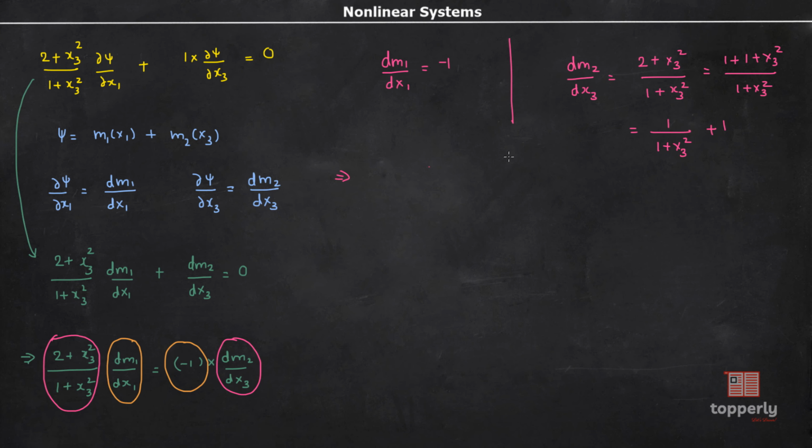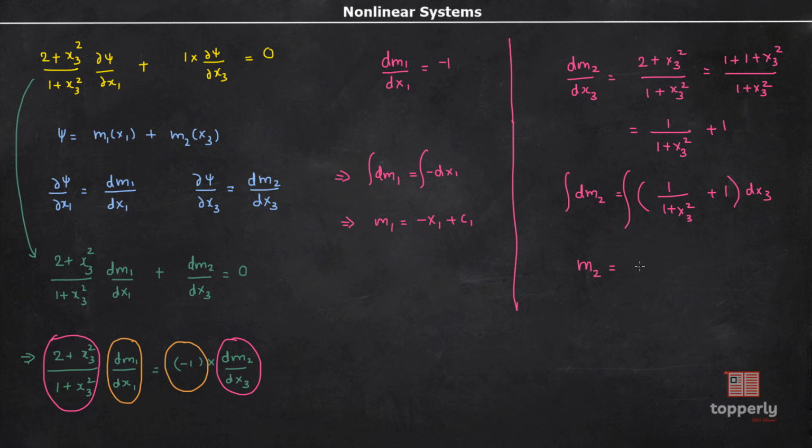Therefore, this equation can be written as dm1 is equal to minus dx1. Integrating on both sides, we have m1 equal to minus x1 plus c1. Similarly, on this side, we have dm2 equal to [1 by (1 plus x3 square) plus 1] into dx3, and integrating on both sides, m2 is equal to tan inverse x3 plus x3 plus c2.